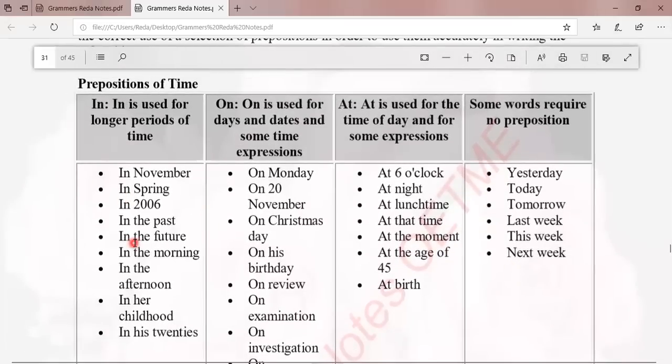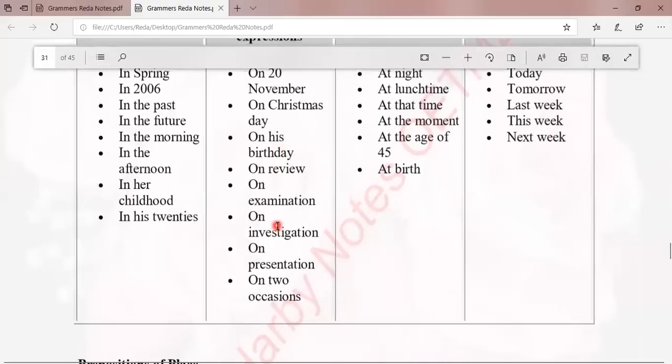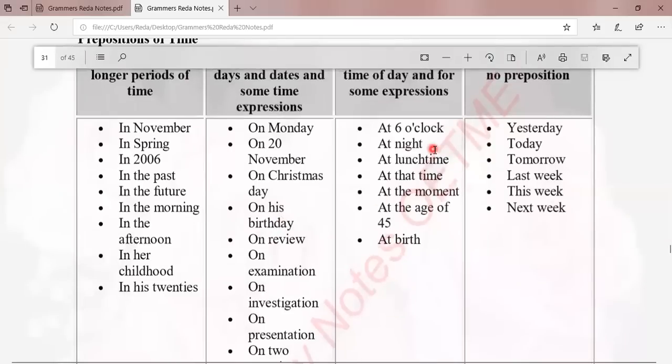November, in date, in the past, in the future, in the morning, but on Monday, on day, on examination, on investigation, on presentation, on 2 days occasion, but at night, at 6 o'clock, at birth, at the age of 45, at that time. Okay, at lunchtime, at night, so in the morning, but at night.